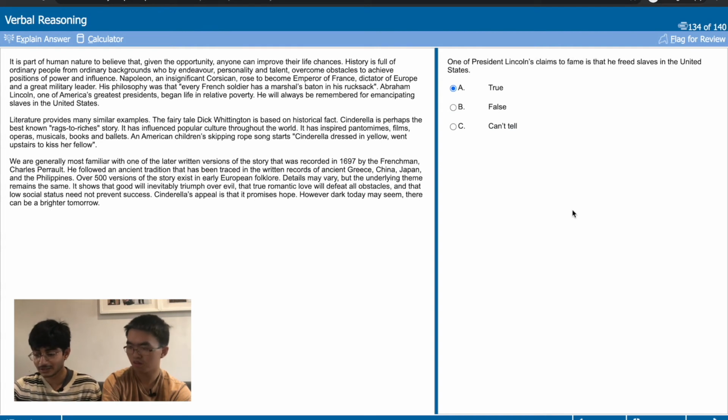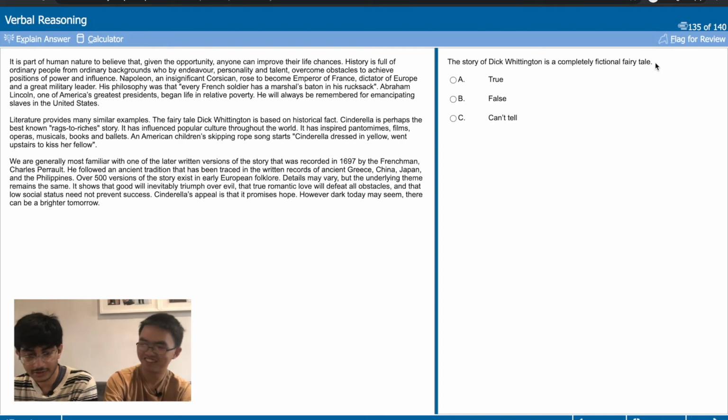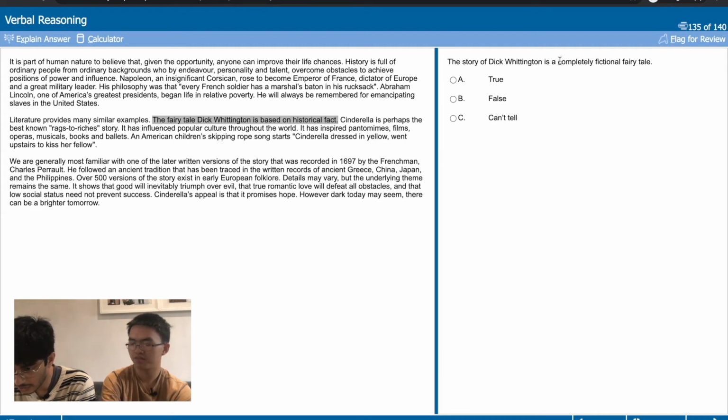Okay, understood. Next question: the story of Dick Whittington is a completely fictional fairy tale. Checking out my history, do you remember? Yeah, vaguely. The fairy tale Dick Whittington is based on historical fact. The story of Dick Whittington is a completely... you see that extreme word? So you know it's got to be false.